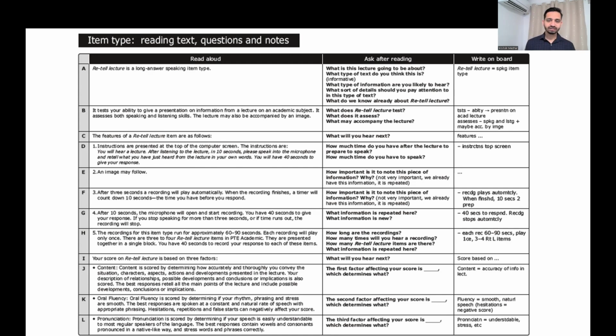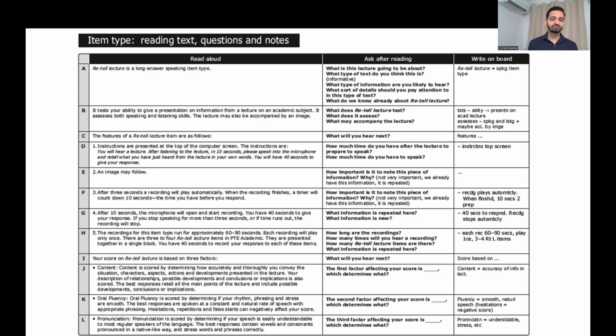So after listening or reading, the first factor affecting your score is content, isn't it? Which determines what? Content determines your accuracy of information in the lecture, right? So you can note that down, and when you're speaking, you can talk about content.